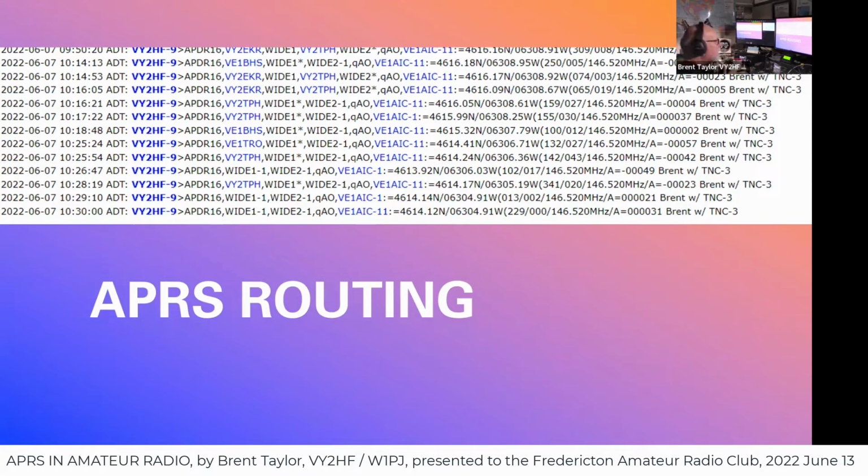My packet that I sent also had a wide 2-1 in it. And if you'll notice the one that got rebroadcast near the top there by VY2EKR, it said wide 2 asterisk, about halfway across the screen there. That means it got sent out from the large wide area digipeater and, as it turns out, made its way to VE1AIC-11, which is the internet gateway, and it landed on the internet, over to Finland, on the web, and boom, I have it back here.